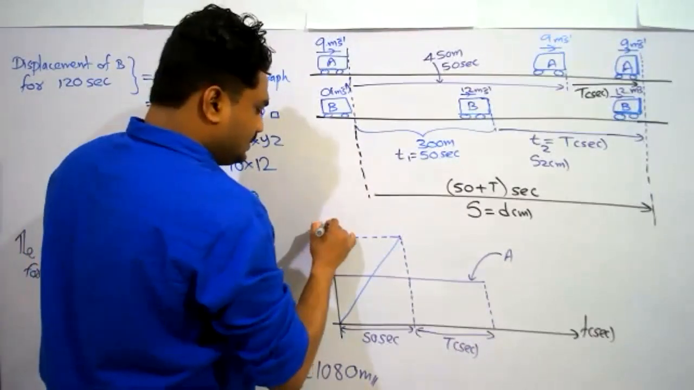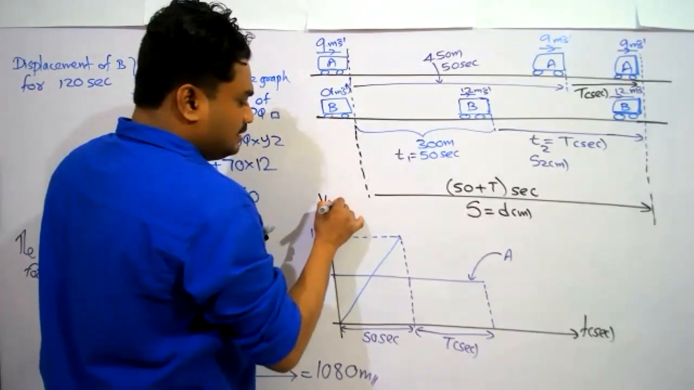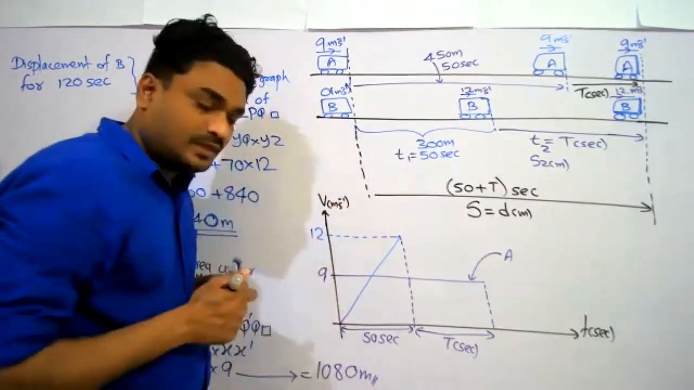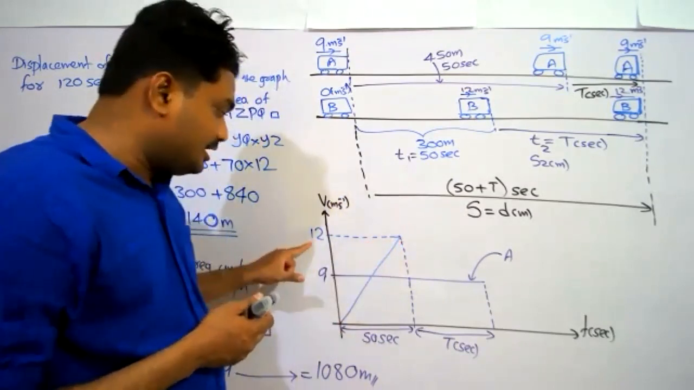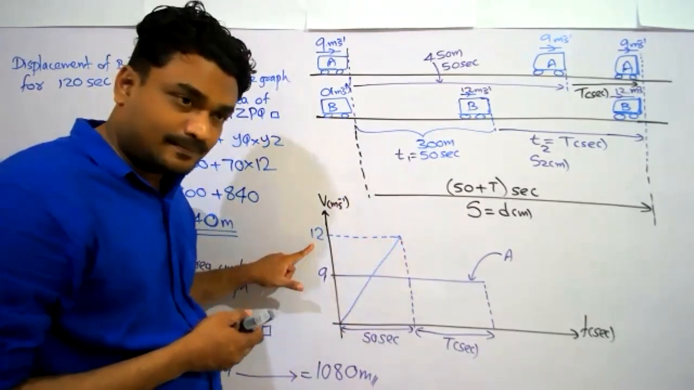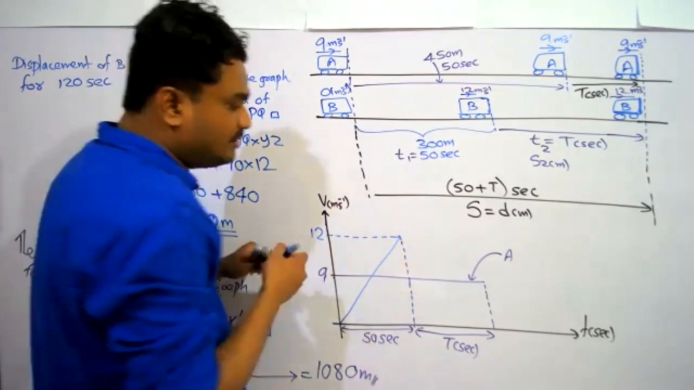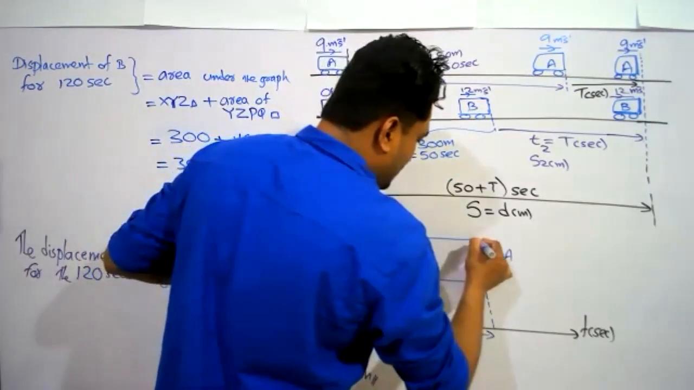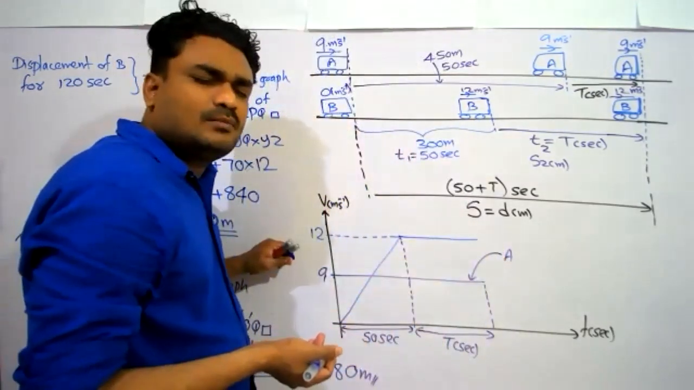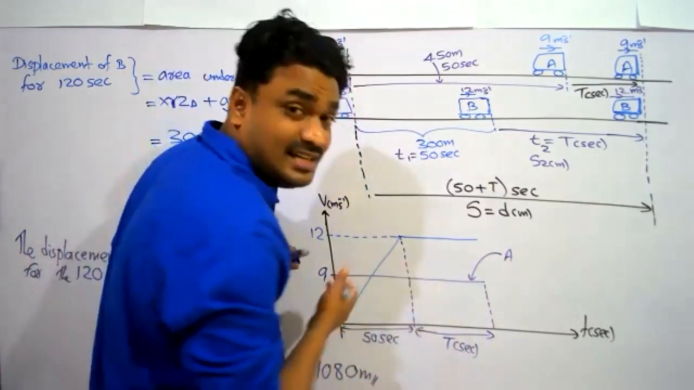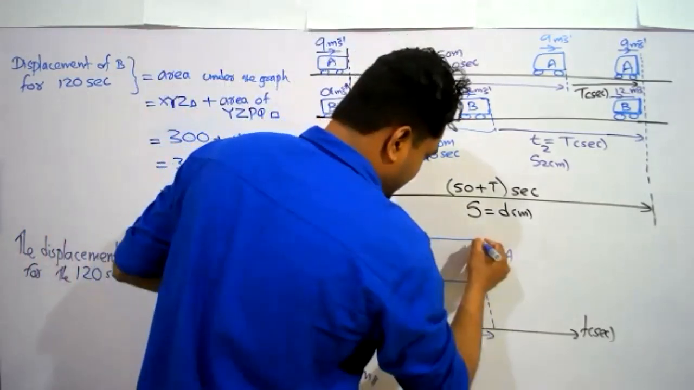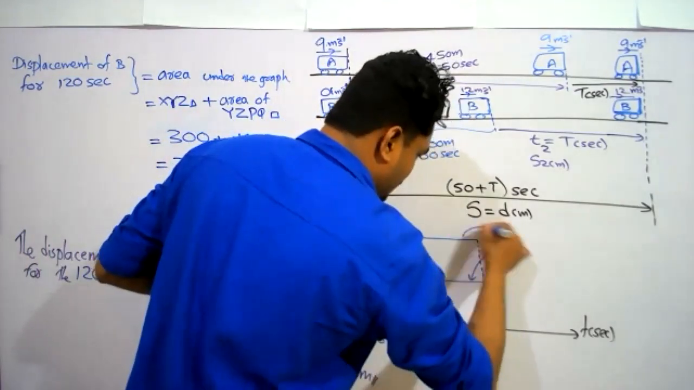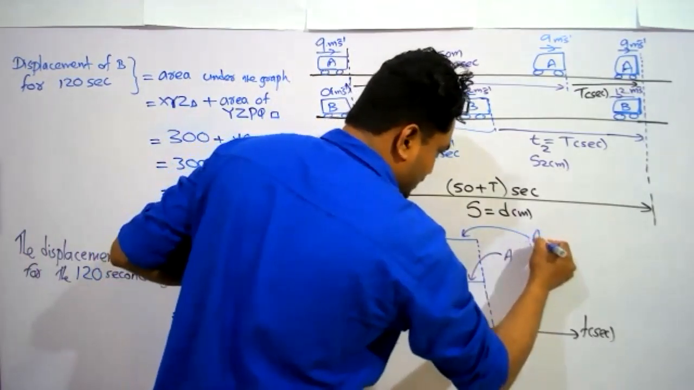During the first 50 seconds, it travels with constant acceleration, and it obtains a velocity of 12. After that, it travels at a constant velocity of 12 for the next about 70 seconds. Now this capital T is less than 70, right? So look at this, this is the graph of A, right?